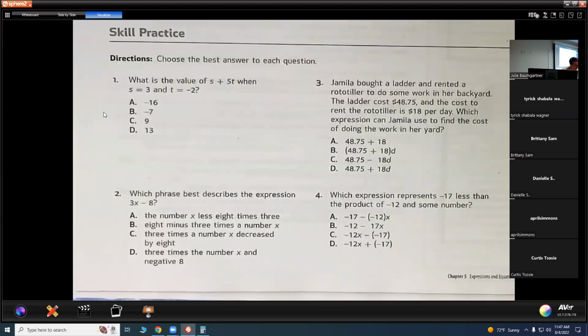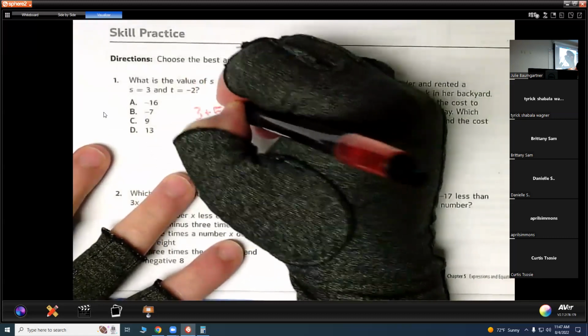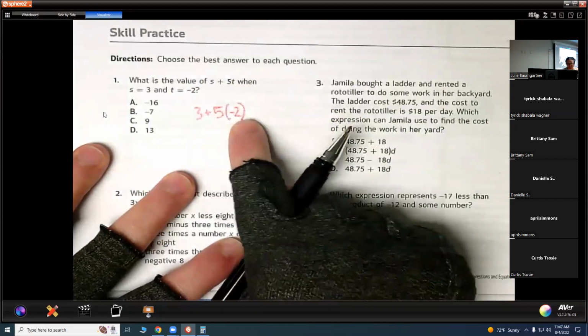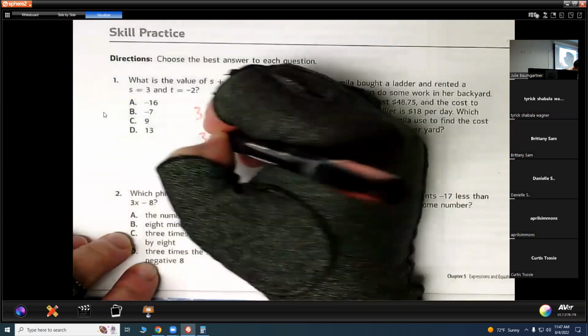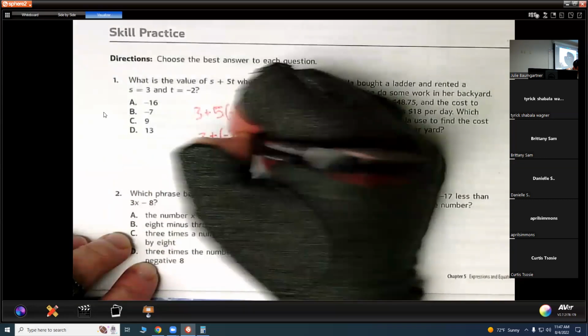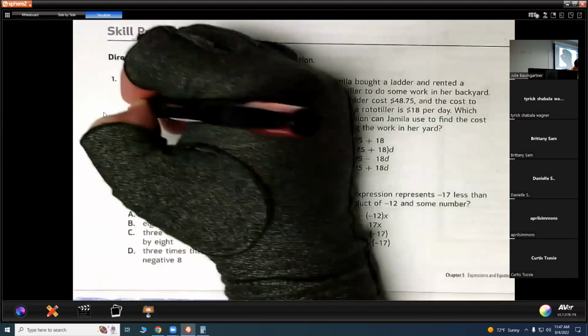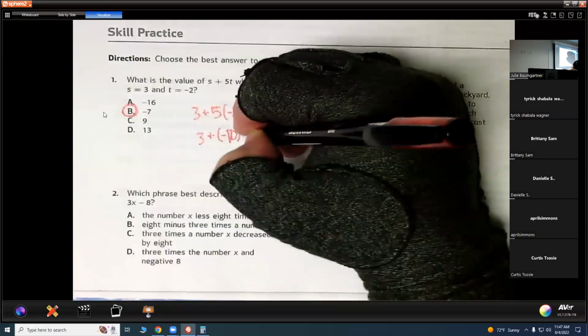I understand. All right. So we end up having 3 plus 5 times -2. So I do my multiplication first. 5 times -2 is -10. So 3 plus -10, -7 is the answer. So hopefully everyone got B for number 1.